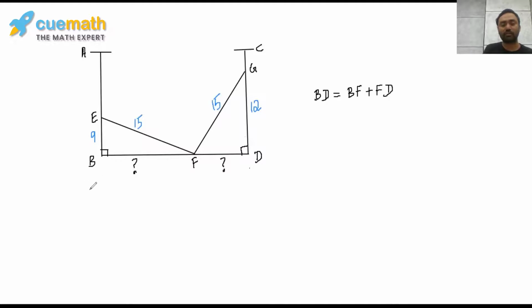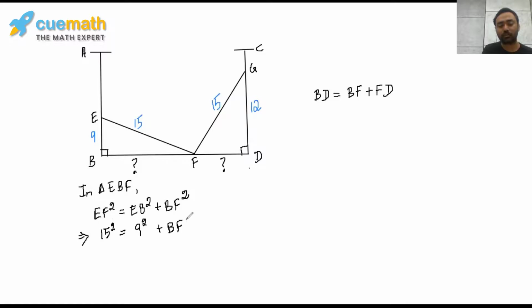Now let's use the Pythagoras theorem in triangle EBF. The Pythagoras theorem says that the hypotenuse square, which in this case is EF square, is equal to the sum of the squares of the other two sides, which in this case is EB square plus BF square. BF is the unknown quantity in this equation. Now EF square, we substitute the value, so it becomes 15 square. EB square is 9 square. Let us keep BF square as BF square.